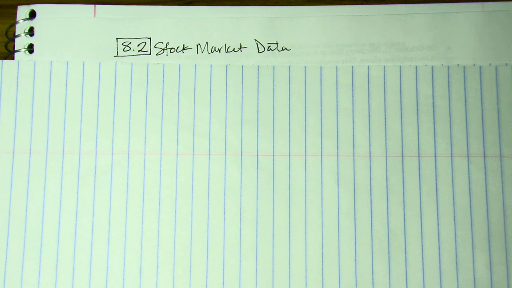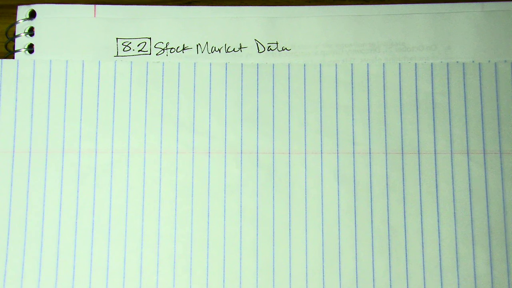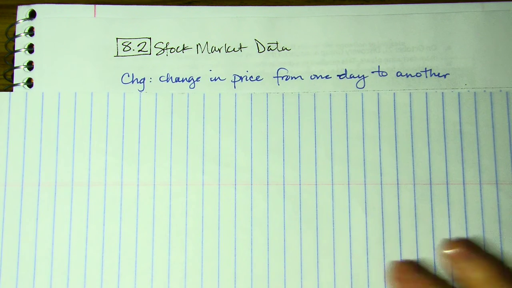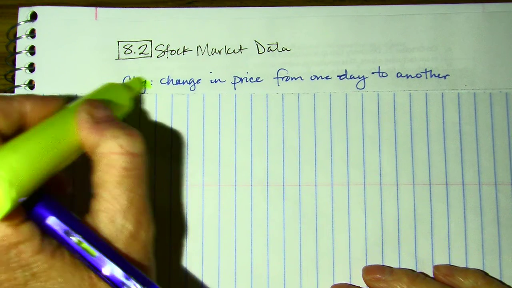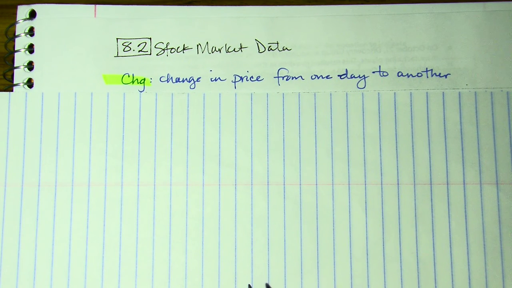Good afternoon, financial algebra. We are going to be covering 8.2, which covers stock market data. So I wanted to go over some vocabulary or things that you're going to see there in the tables we're going to be evaluating. There's this CHG symbol, and that represents the change in price from one day to another.